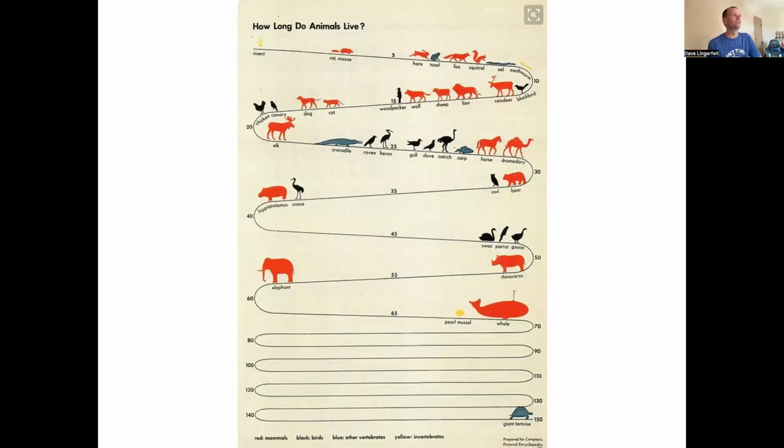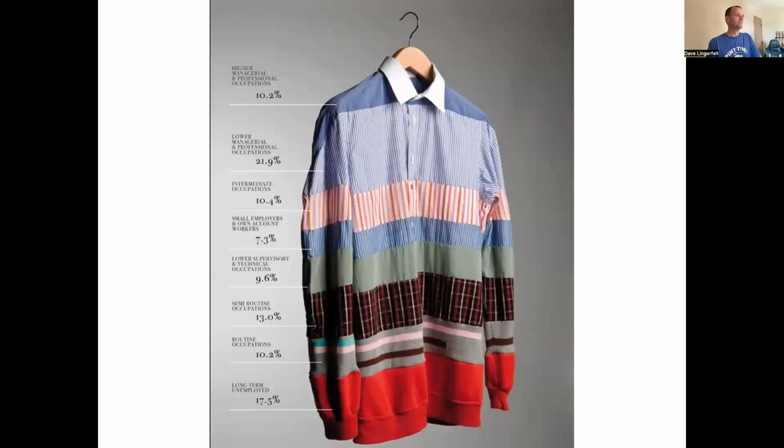Here's another one that's interesting that shows the longevity of animals. I've been using this one for a while, and I read an article just the other day that there is a giant tortoise that is now over 150 years old. So I guess we need a new viz there.